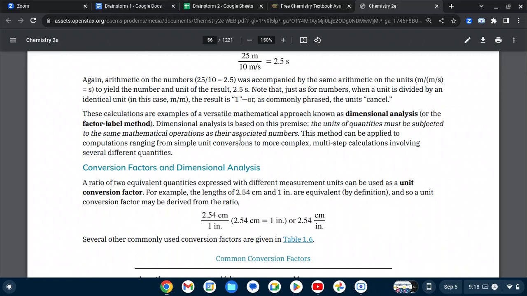Dimensional analysis is based on this premise: the units of quantities must be subjected to the same mathematical operations as their associated numbers. This method can be applied to computations ranging from simple unit conversions to more complex multi-step calculations involving several different quantities.